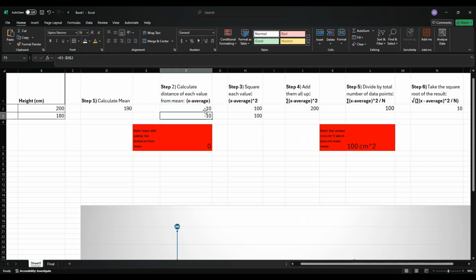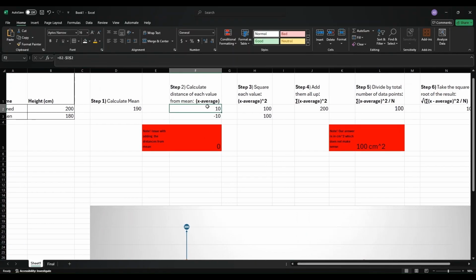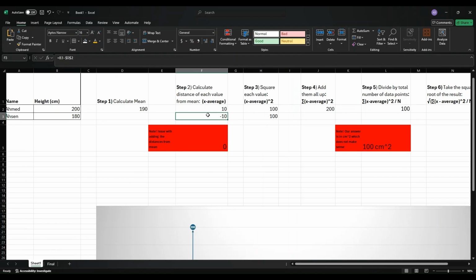We get 10 when we subtract 190 from 200, and we get negative 10 when we subtract 190 from 180. The next step then is to add these so that we can get our average value. But what happens is, when we add both of these values, we get a zero, which is why in the calculation of the standard deviation, there is an additional step.